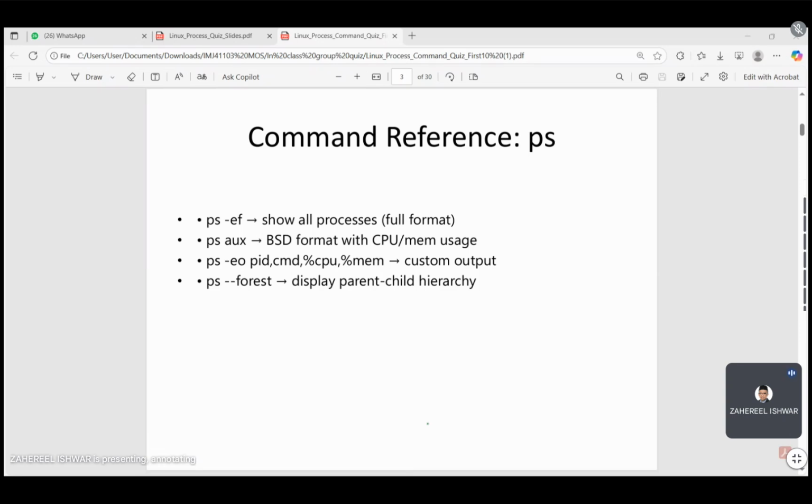So what is E and what is F? Open your Linux manual, man ps. Look for what is E, what is F. I think this will help you guys to open up the manual and learn some of these important commands you will need.